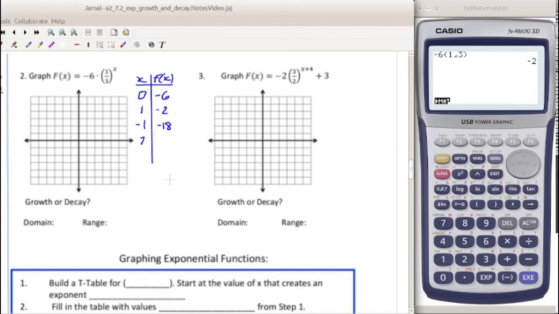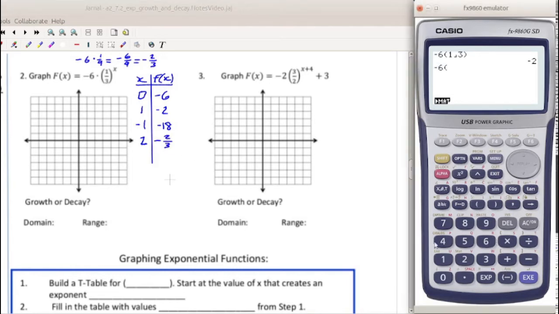So if I plug in an x value of 2, -6 times 1/3 squared, well, let's see, 1/3 squared is 1/9, so -6 times 1/9 is -6/9, which reduces to -2/3, or -0.666666. So this is going to be -2/3 on my graph. And again, you can double check that.